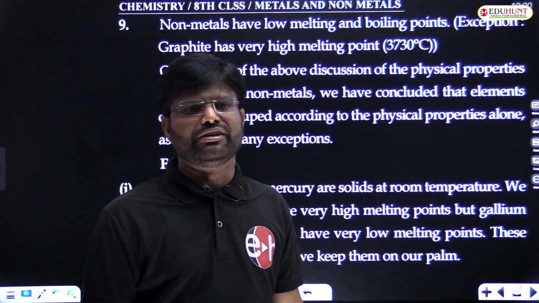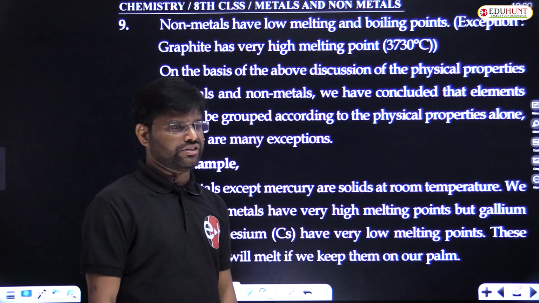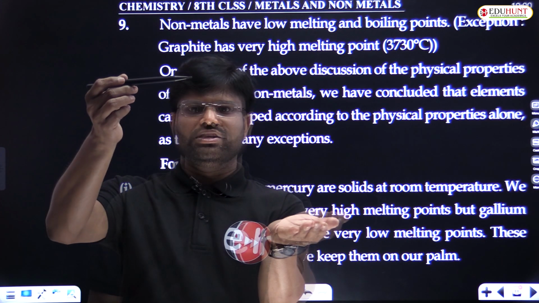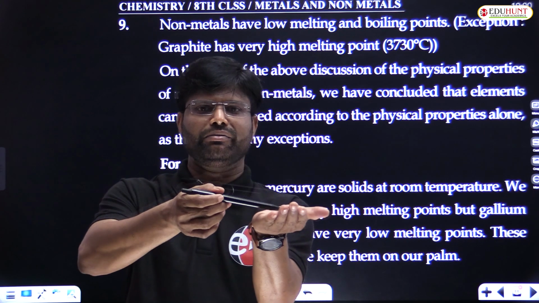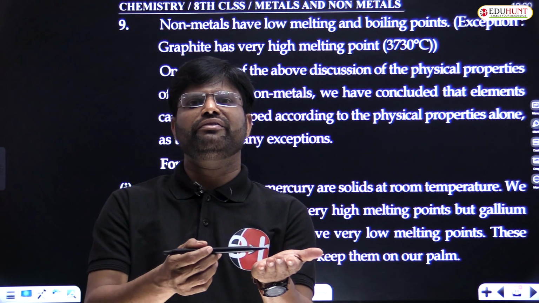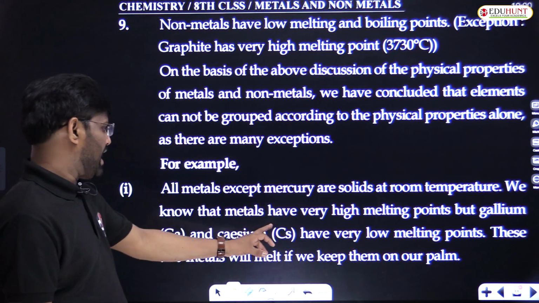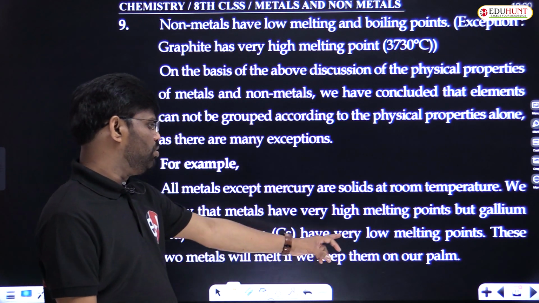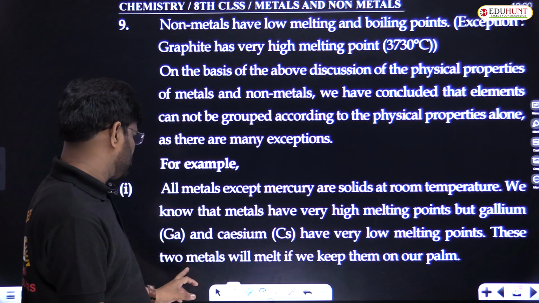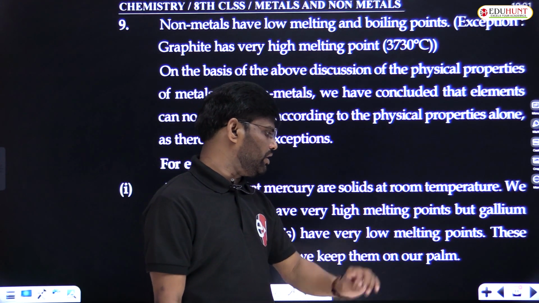But in the case of gallium and cesium, they have low melting points. When we keep gallium and cesium on the palm, they will melt easily. The melting point is very, very low. That is gallium and cesium. These two metals will melt when we keep them on your palm.